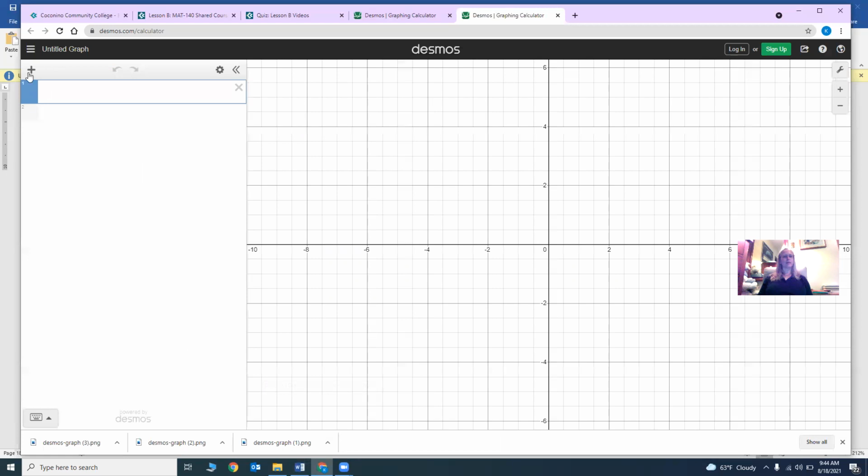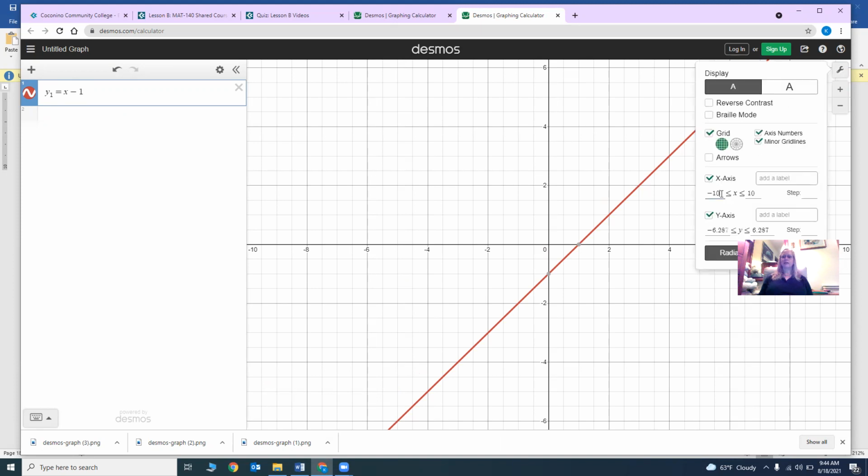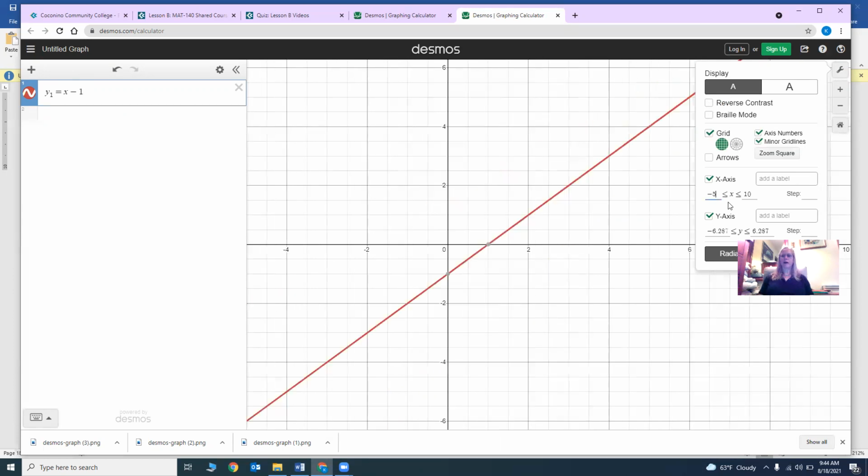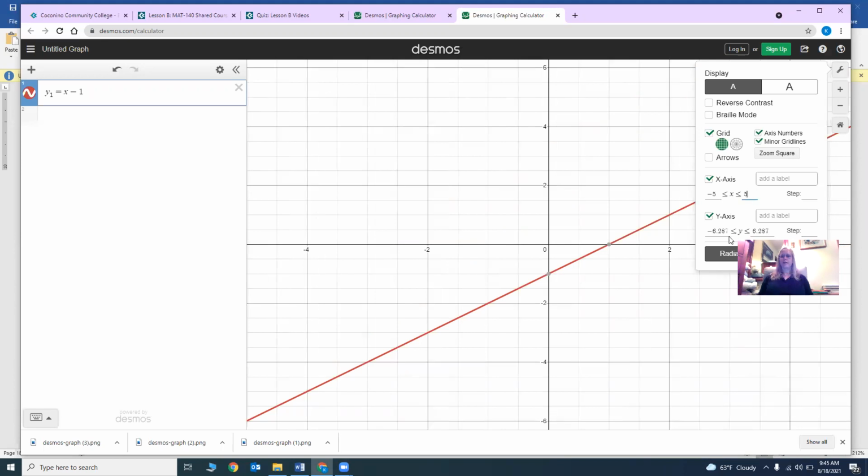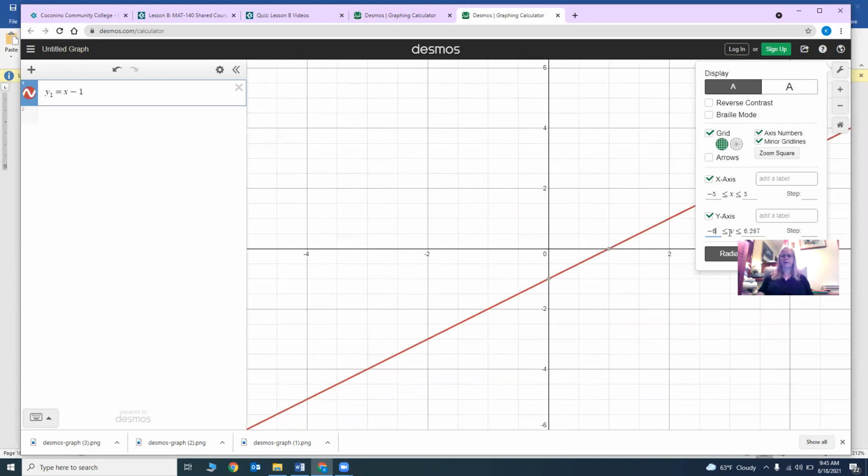So we'll go back into Desmos. We'll go over here to where we type in our equations. We'll do y1 equals x minus 1. And here's our graph, but we do want to restrict to that window. So if we come over here to the graph settings, looks like the little wrench, you can now change your x's to go from -5 to 5. And then our y's, we wanted to go from -10 to 10.